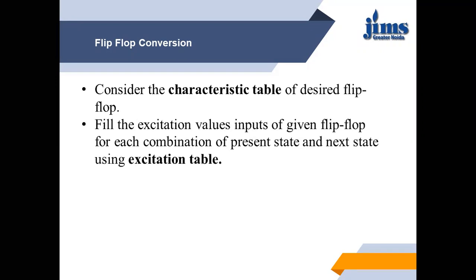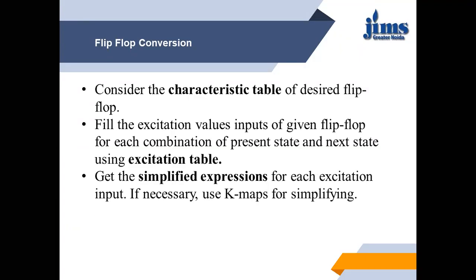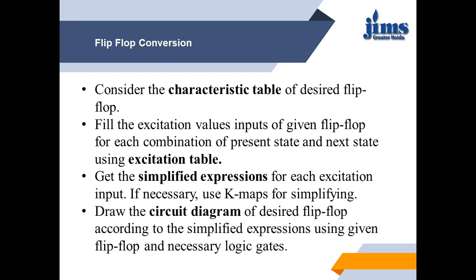Fill the excitation values, the inputs of the given flip flop, for each combination of the present state and the next state using the excitation table. So you have the characteristic table in which you have the present state and the next state. With the help of the present state and the next state, find out the excitation input of the given flip flop, whichever flip flop you are given. Get the simplified expression for each excitation input. If necessary, use K-map for simplification and draw the circuit diagram of the desired flip flop according to the simplified expression using the given flip flop and necessary logic gates.